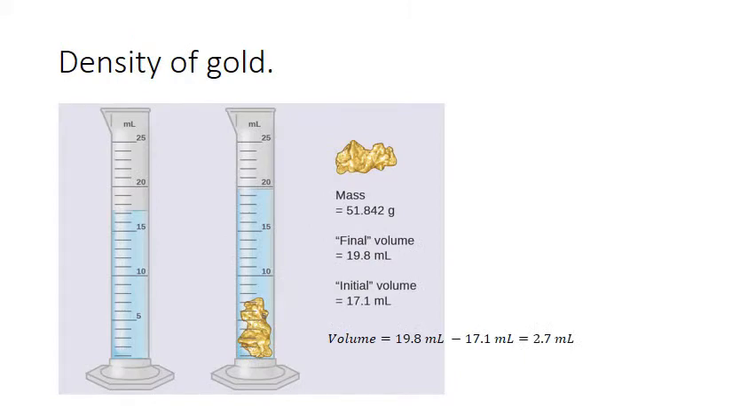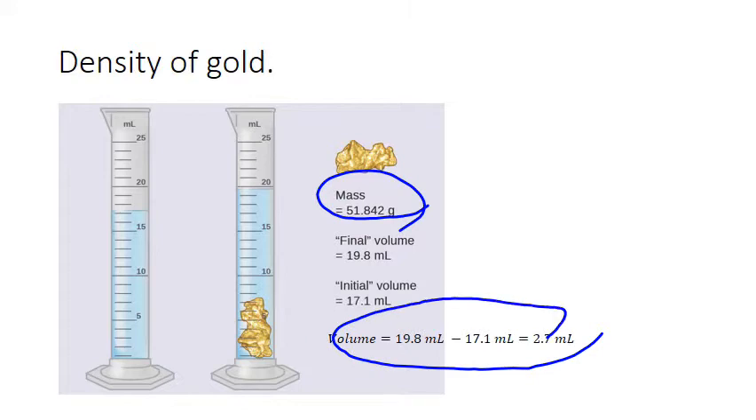Say that we wanted to calculate the density of the gold nugget from the last example. We would take the mass of the gold nugget measured on a balance and the volume that we got from our water displacement calculation and plug that into our density formula. 51.842 grams divided by 2.7 milliliters gives us 19 grams per milliliter. Notice that the unit for density shows both units for mass and volume. This is another example of how units interact when we perform calculations with them.